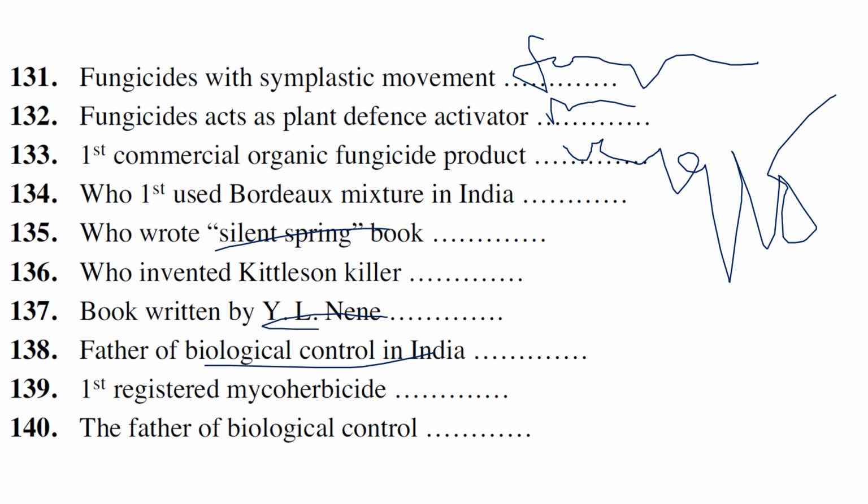Father of biocontrol agent in India. Generally, father of biocontrol agent means we can consider S.D. Garrett, Stephen Dennis Garrett, right? But in India, A.N. Mukhopadhyay is considered the father of biocontrol agent in India. First registered mycoherbicide: the first mycoherbicide means Collego. First registered mycoherbicide means Devine, D-E-V-I-N-E.